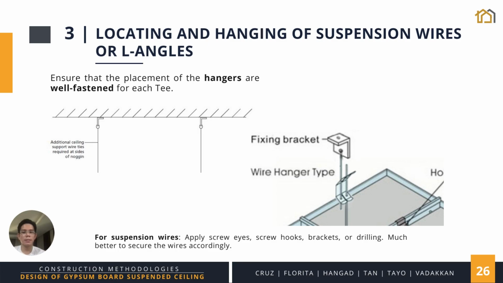Once we locate the placement of each hanger, we can now place the support, making sure that it is well fastened. Since there are two possible materials that can be used as support, we have to differentiate the fastening procedure for each. For suspension wires, we need to apply screw eyes, screw hooks, fixing bracket, or drill the fastener with the appropriate screw directly to secure the wires accordingly.